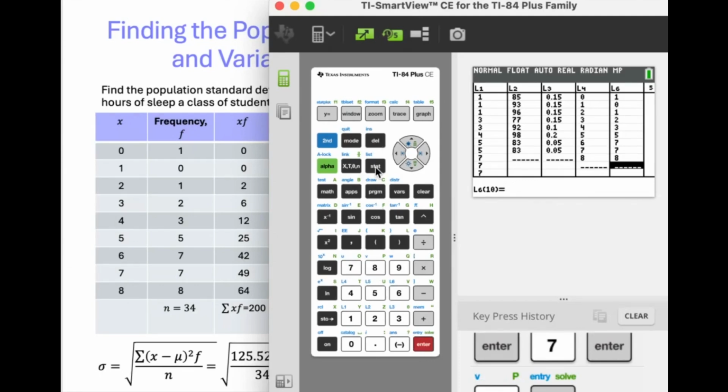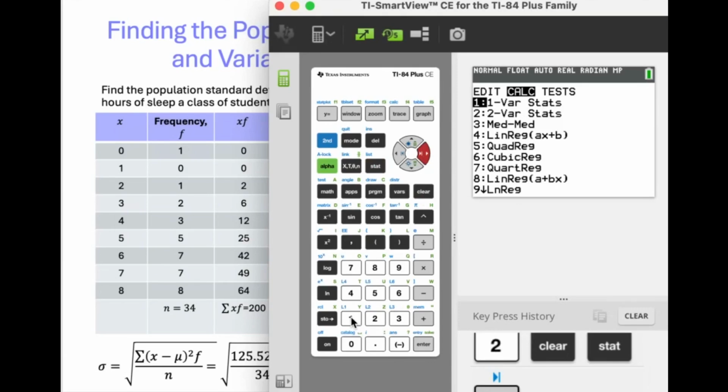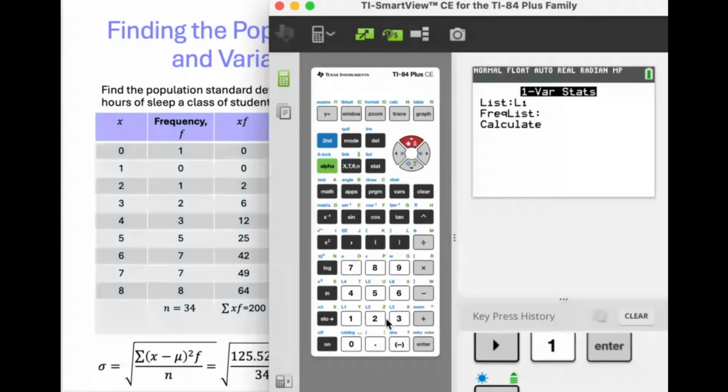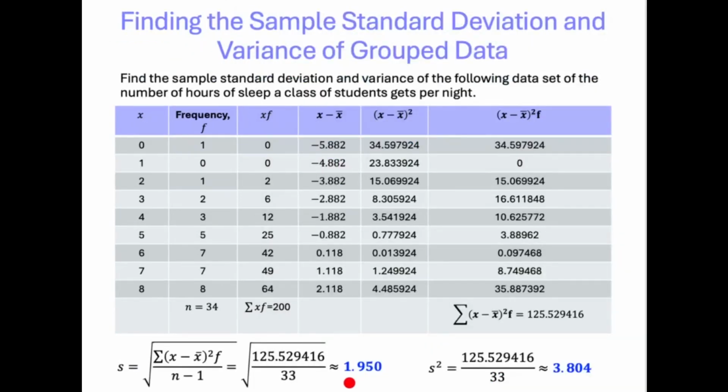And then what we'll do is we'll go back to stats. Stats, we're going to calculate. One variable statistics. Now, we had list 4 was where we put our data, and then list 6 was the frequency list. So notice the sample standard deviation is about 1.950, which is what we have here. And then we have to square it to get this.